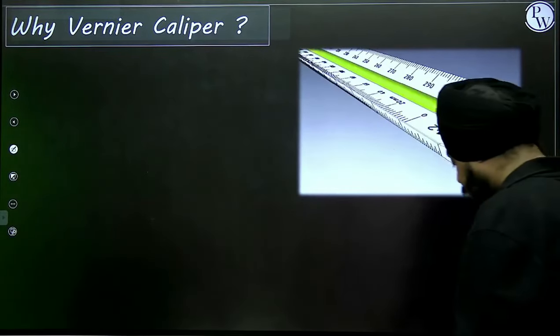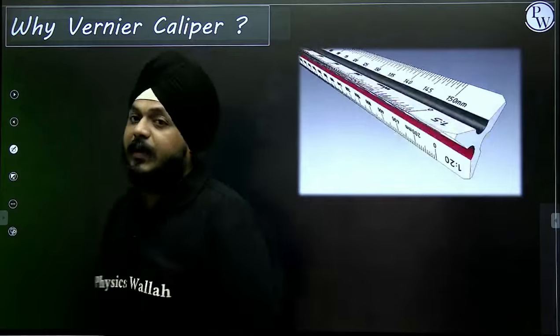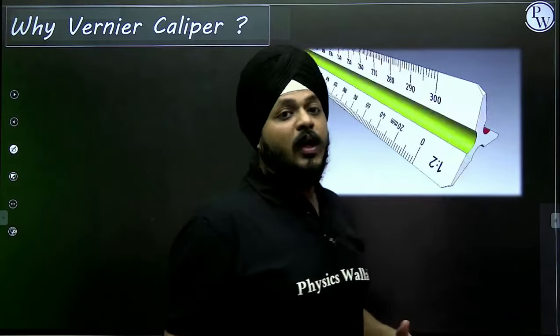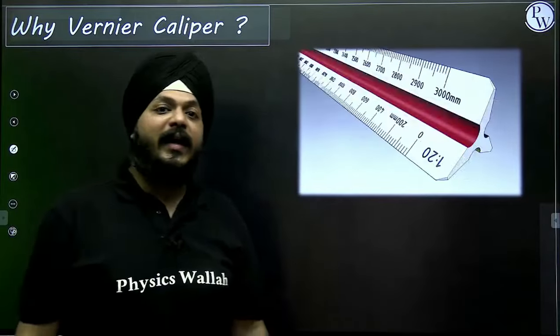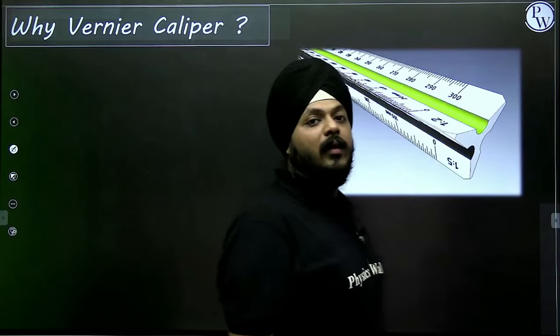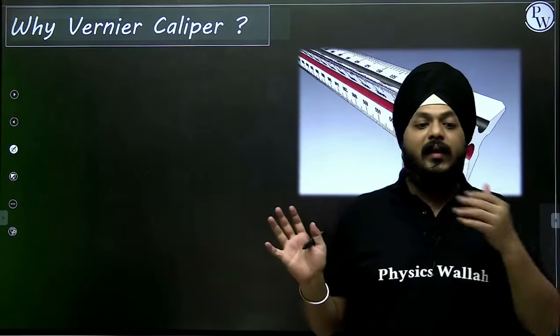Why? As I said before, physics completely depends on why. Why Vernier Calliper? For this, I want to again take an example from day-to-day life. Suppose there is an error.